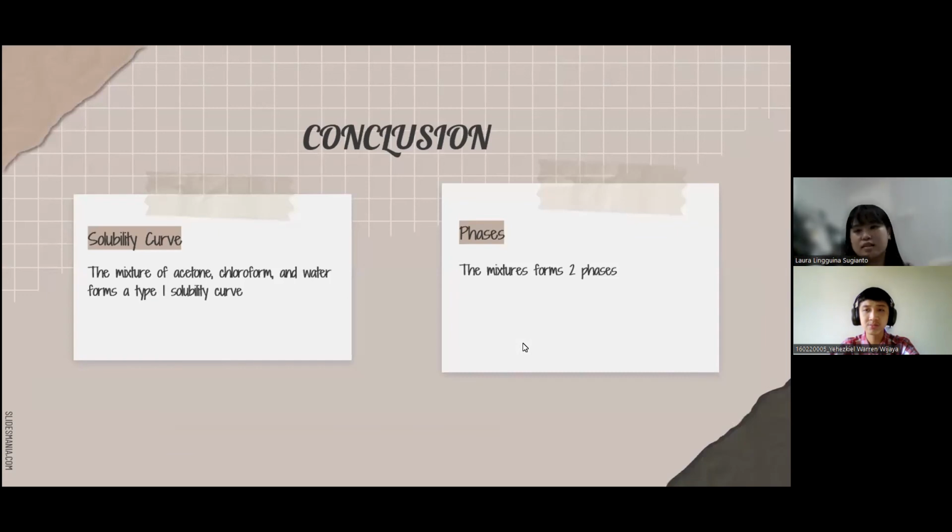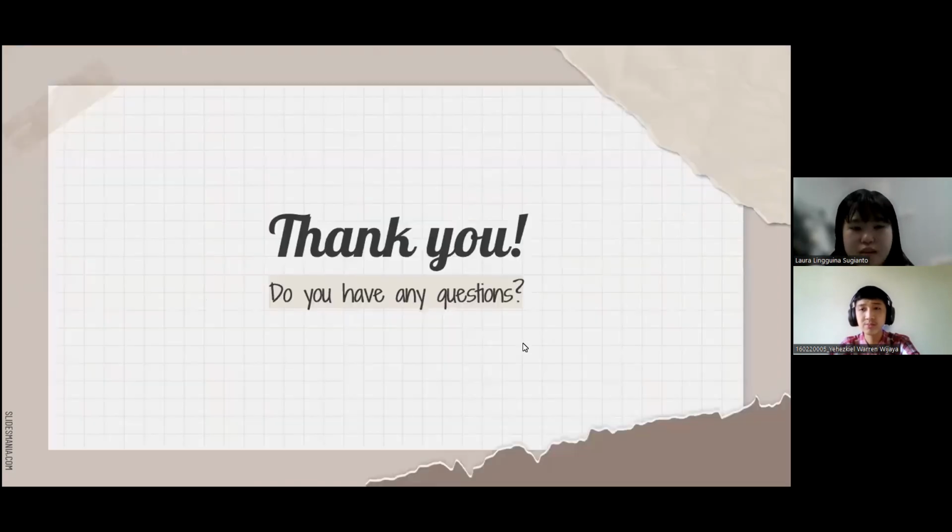Okay, to summarize our presentation, I will conclude the result of this experiment. So the mixture of acetone, chloroform, and water forms a type 1 solubility curve with the formation of a dome on chloroform and water in a mixture of acetone, chloroform, and water. The formation of these 2 phases is caused by chloroform and water that cannot be dissolved completely due to the different polarity. Meanwhile, acetone and water, as well as acetone and chloroform, can dissolve perfectly due to the formation of hydrogen bonds between each component. Okay, that's all for our presentation today, and thank you for listening.